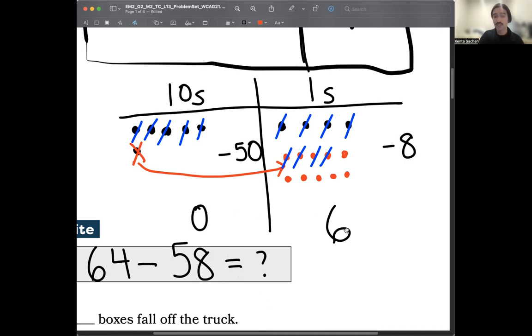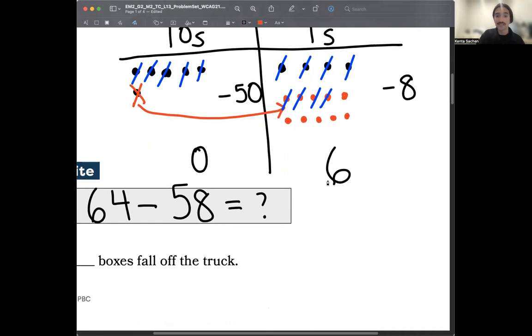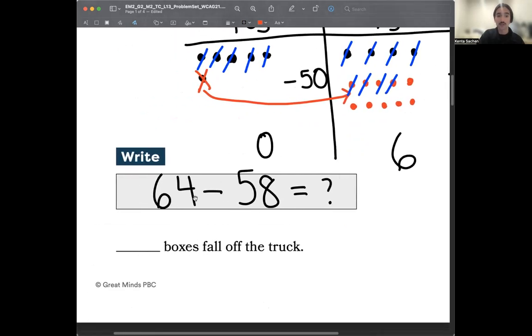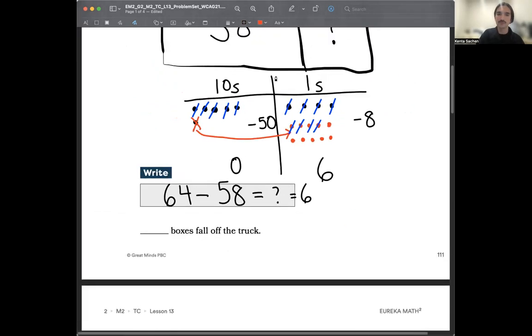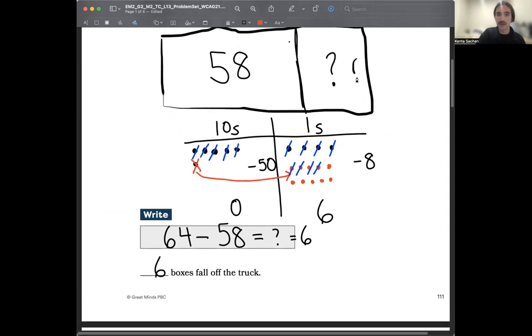So our answer is we have 6 left, right? So 64 minus 58 is equal to 6. Right? We started with 64. We subtracted 58. We took away 58, and we were left with just 6 left. So we can say that 6 boxes fell off the truck.